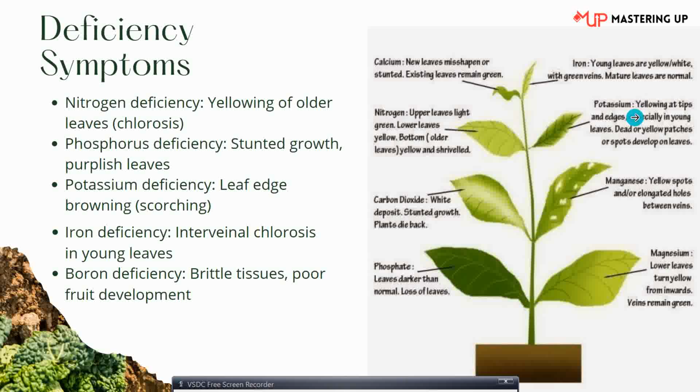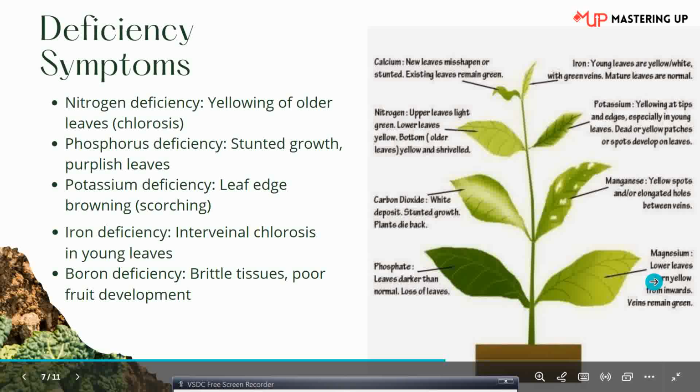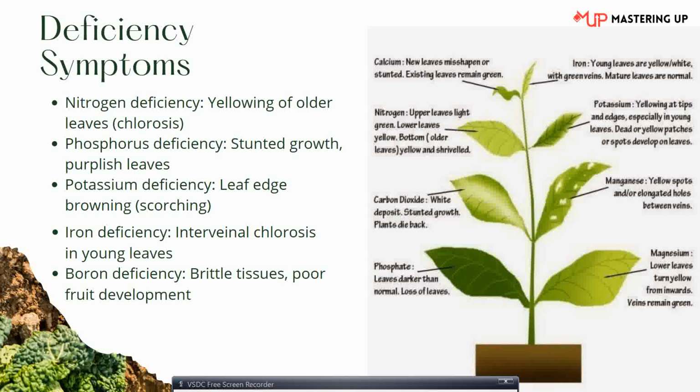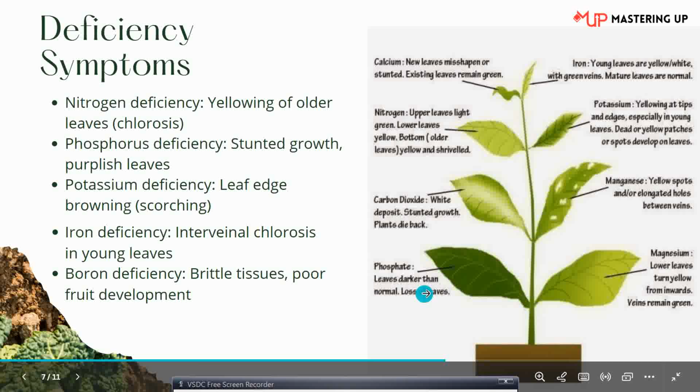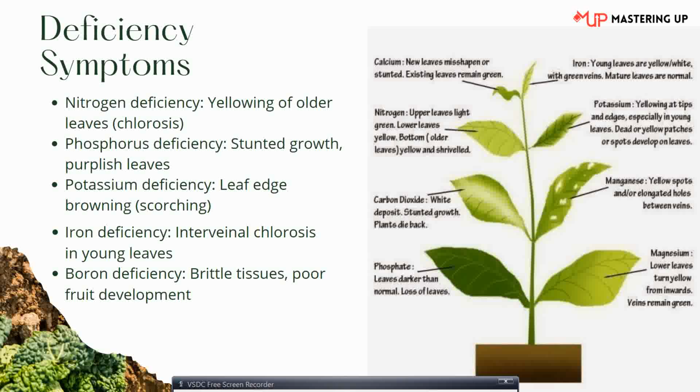In the case of potassium, we said leaf tip browning or scorching. There is yellowing at tips and edges, especially in young leaves, and dead, yellow patches or spots develop on the leaves. In the case of manganese, there are yellow spots or elongated holes between the veins. This is the deficiency symptom of manganese. With magnesium, lower leaves turn yellow from the inside and veins remain green. And with phosphate, leaves are darker than normal, with loss of leaves.